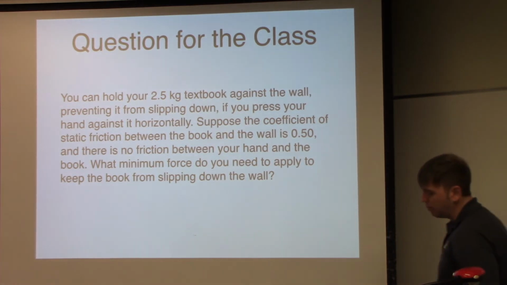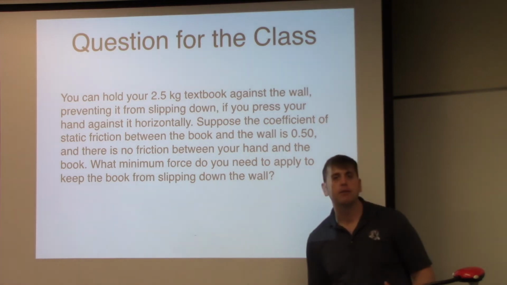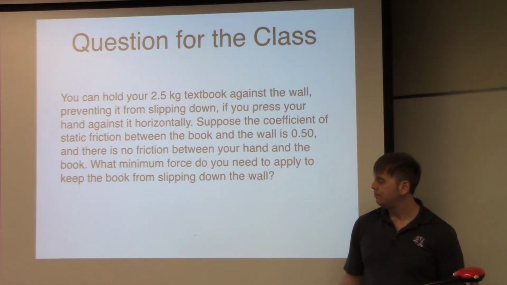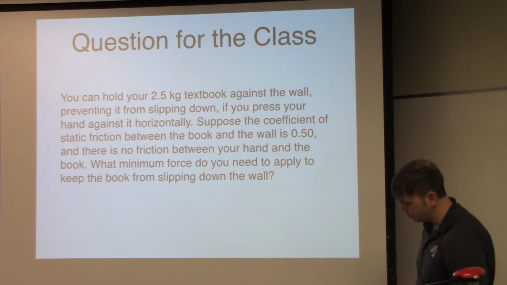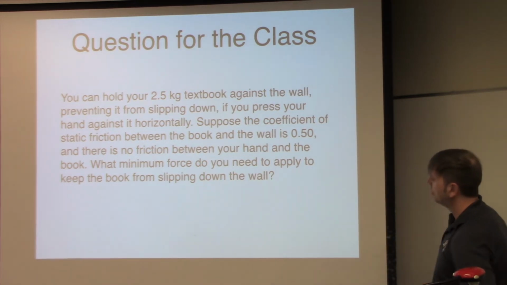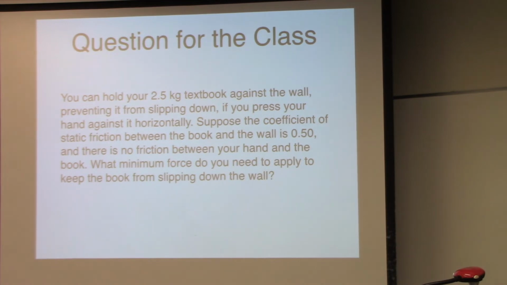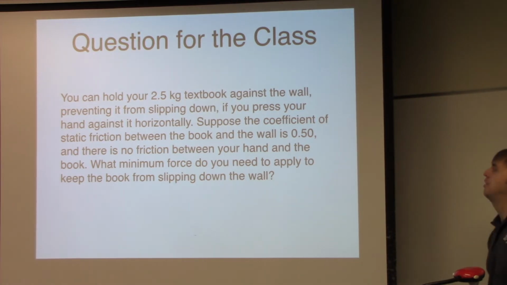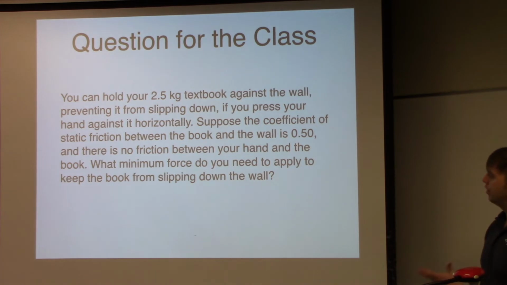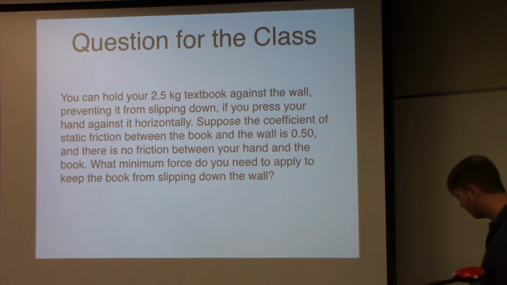So I'd like to go back to some of the friction problems because we've been talking about circular motion for a really long time here. So let's go back to some of the earlier content from this chapter dealing with friction. So this question says, you can hold your 2.5 kilogram textbook against the wall, preventing it from slipping down, if you press your hand against it horizontally. Suppose the coefficient of static friction between the book and the wall is 0.5, and there's no friction between your hand and the book. What minimum force do you need to apply to keep the book from slipping down the wall?